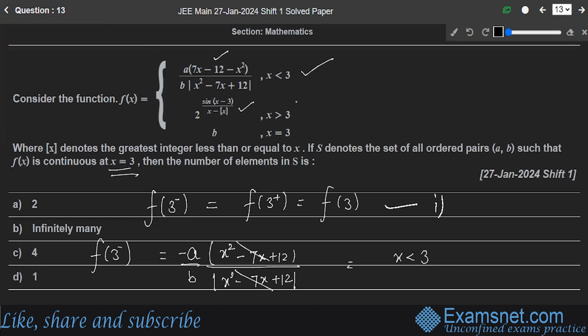It is the ordered pair (a, b). So a is equal to minus 4 and b is equal to 2. This is only one ordered pair. That makes option D the correct answer. Hope you're clear with this. Next is question number 14.